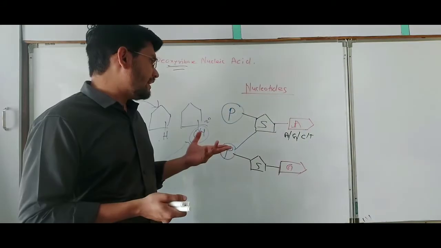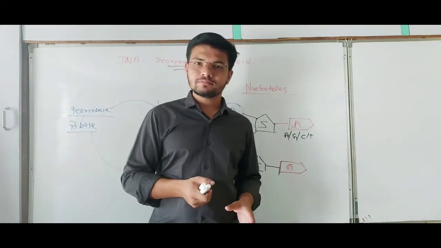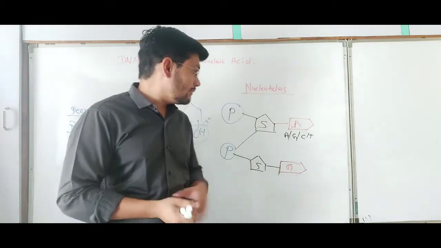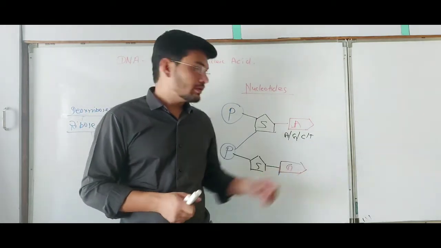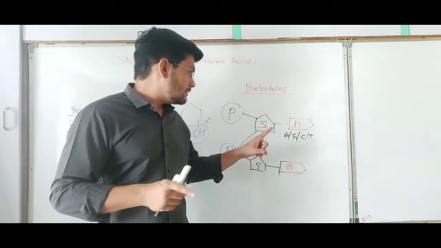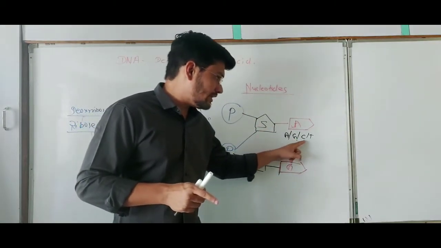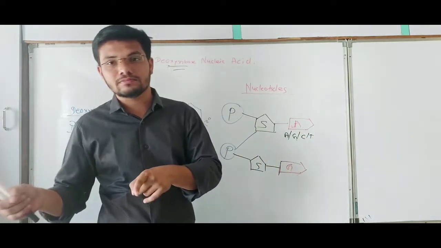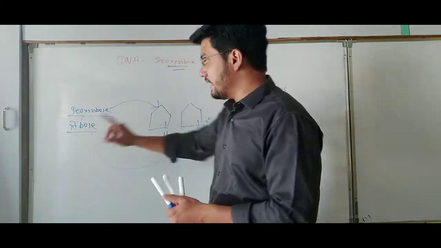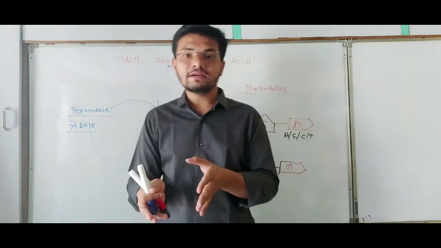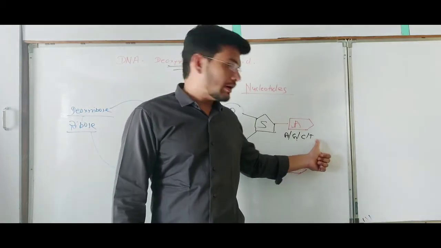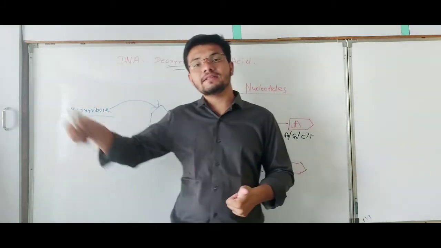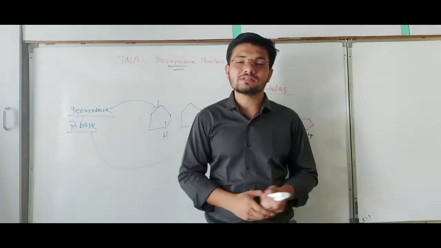The other difference is in the nitrogen bases. In case of DNA, there will be adenine, guanine, cytosine and thymine. But in case of RNA, these three nitrogen bases will be the same, but instead of thymine, there will be uracil present. So that is the second difference.